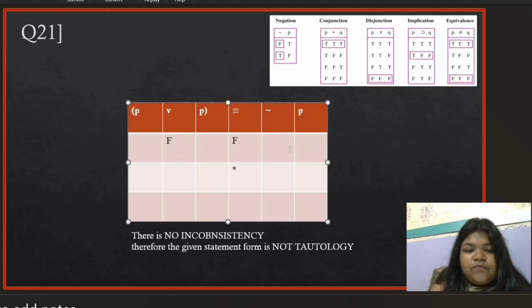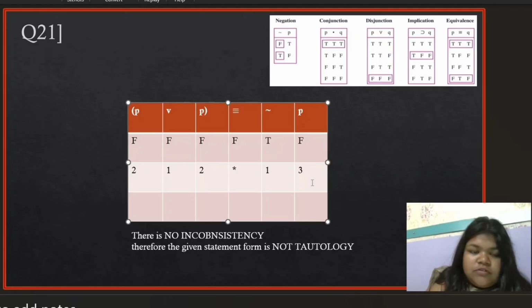T F F T. Okay, first step. Now here you can directly go for the rule F F F. This is my second step. Now I substitute. I write by the negation. This is my third step.